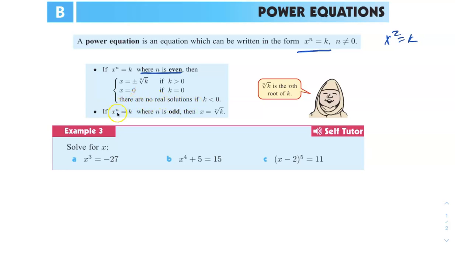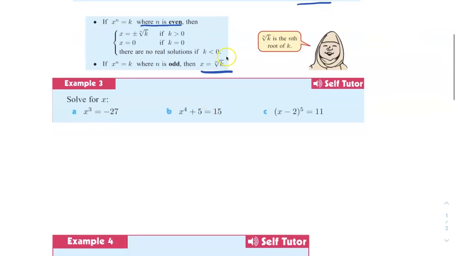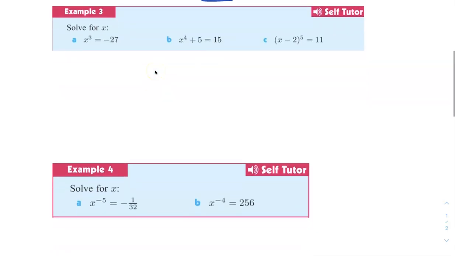Now when the power is odd, that's not a problem. You can take the odd roots of negative and positive numbers the same way. So the answer is just this. If it's an odd power function, you just solve it the same way every single time. So let's do a couple of these.